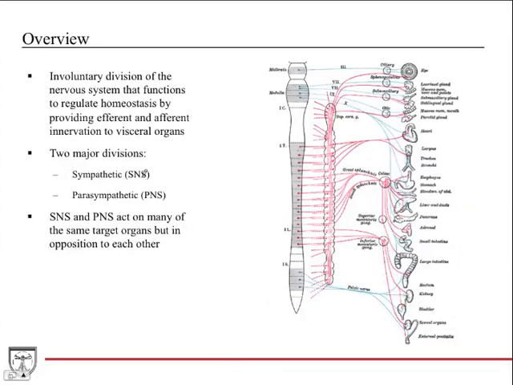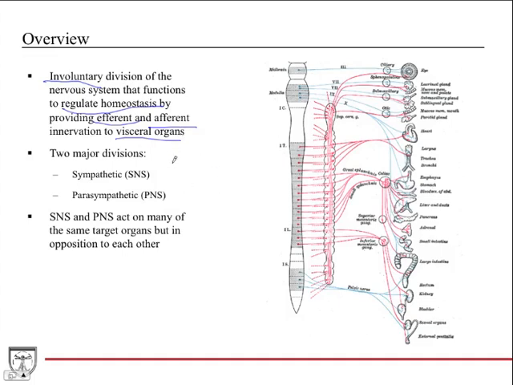So to start us out, we got an overview. It's, again, as I've mentioned in the previous lecture, involuntary. So none of this is voluntarily controlled. This is all going on inside of each and every one of us without us even really knowing it or necessarily being aware of it. So it's really what's keeping us alive. It regulates homeostasis, and it has that efferent and afferent innervation to visceral organs.